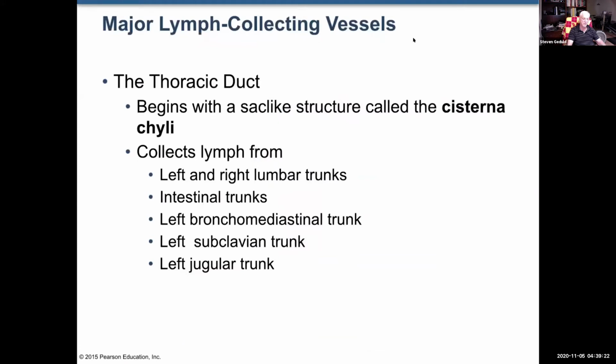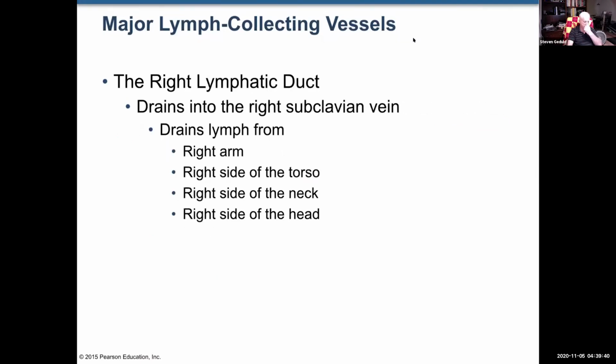Okay. The thoracic duct begins with a sac-like structure called the cisterna chyli. Okay. That's where the thoracic duct begins. Again, that collects lymph from the entire left side and the right side below the diaphragm. It starts at the cisterna chyli. The right lymphatic duct collects lymph from the right side above the diaphragm.